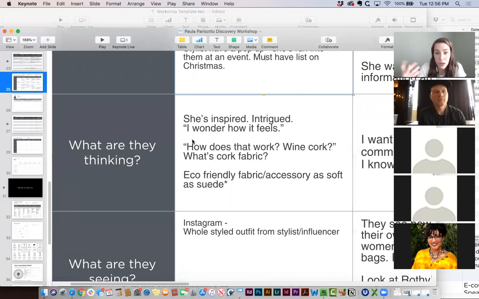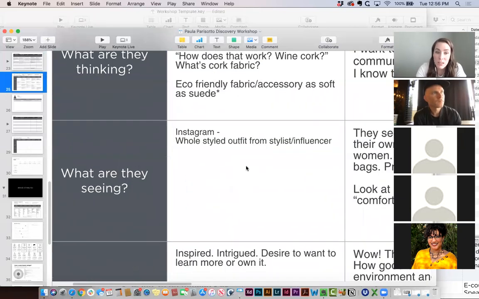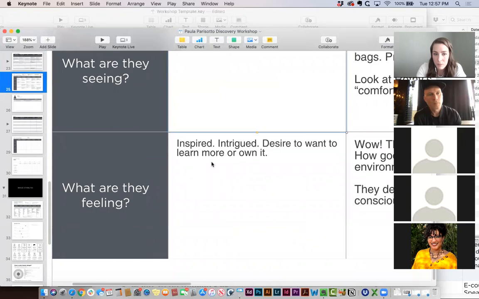She's thinking, I wonder how this feels, because with cork, people think, oh, it's rough, and they don't realize that it's actually really, really, really soft and smooth. How does it work? Is it a wine cork? They don't really understand. What are they seeing? So again, they're going to become aware of her on Instagram. And then what are they feeling? Inspired, intrigued, desire to know, and want to learn more or own it.